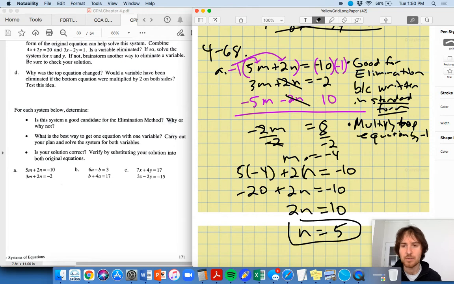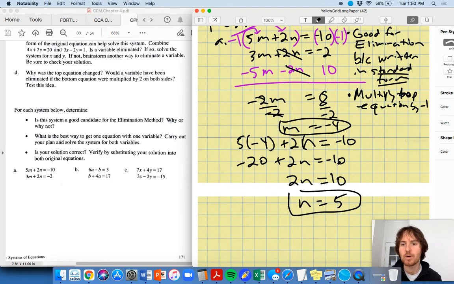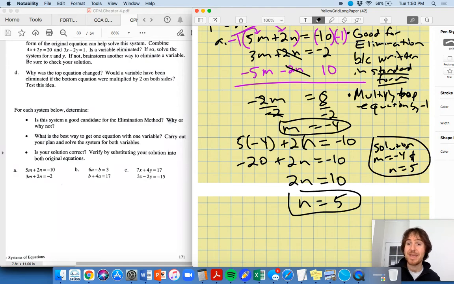Let's get more practice. We need more practice though. Okay, so I got n equals 5 and m is equal to -4. There's no x and y in this problem, so I'm not going to write my answer as a coordinate. Right, solution is m equals -4 and n equals 5. So maybe I'll write it in the same place, make it easy for somebody to pick out that we did it right here. Okay, is the solution correct?